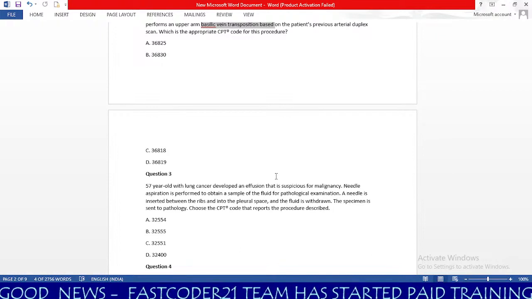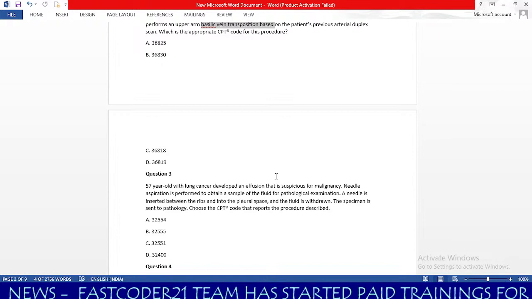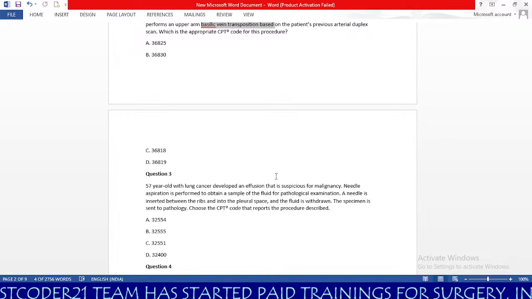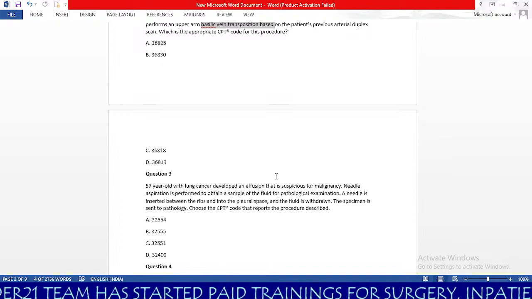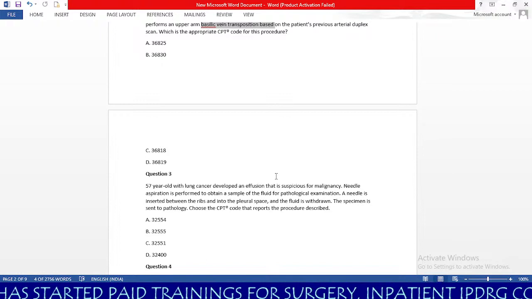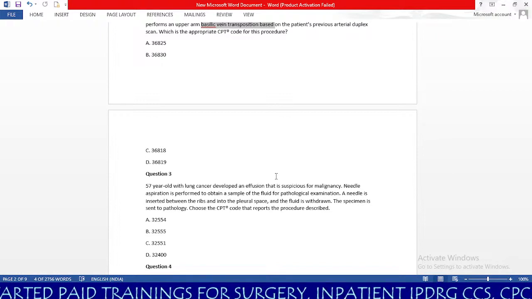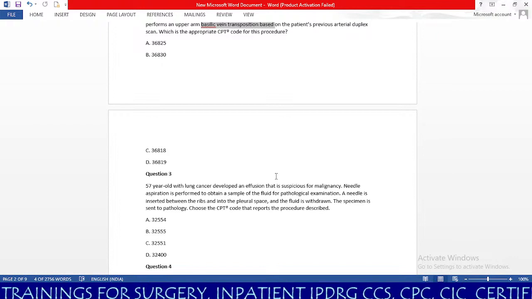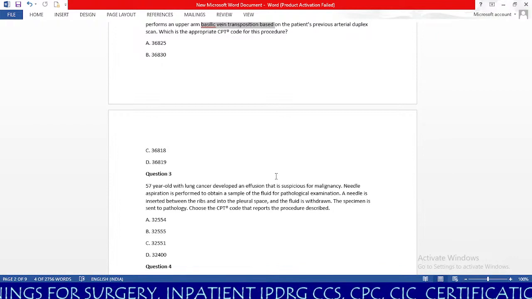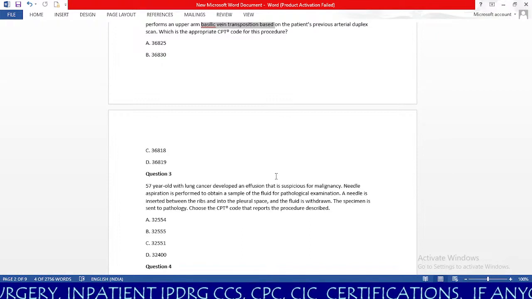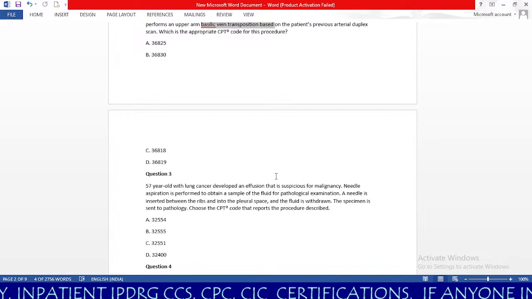So if you are going to write the CPC exam, you need to be in a position to flip your code books very easily so that you can save your time. Try to use your CPT book while practicing questions as much as possible. So it makes you comfortable while writing the CPC exam.